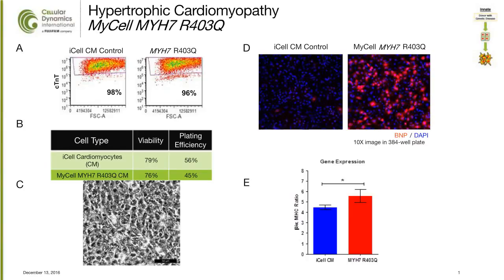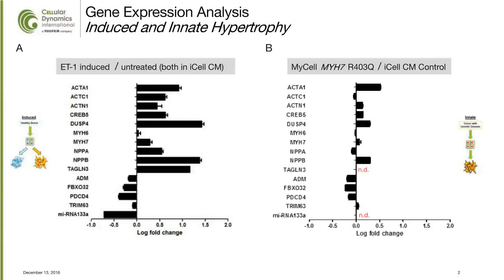So next we're going to look a little more in depth at the gene profile. Here we're showing an example of the induced cardiac hypertrophy relative to control. And this is a panel of genes known to be involved in cardiac hypertrophy. And in panel B, I'm showing the R403Q sample relative to control for the same panel of genes. You can see that some of the genes are upregulated and some are downregulated in both cases.